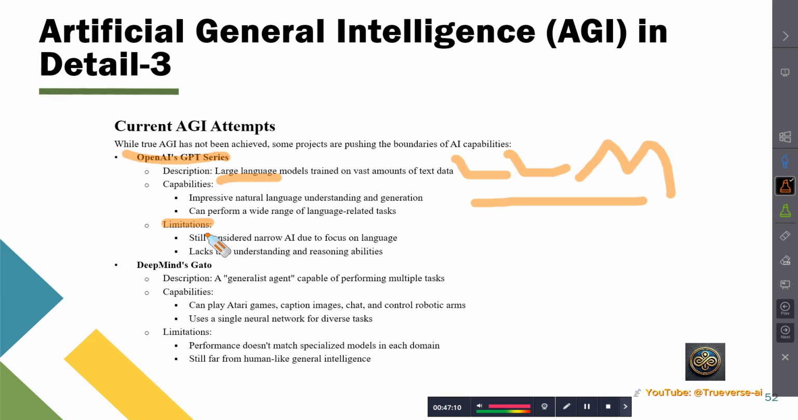GPT is still considered narrow AI. Please pay attention. Do not think that GPT is an AGI. ChatGPT we consider as a narrow AI. It focuses primarily on language processing and it lacks true understanding. Because it has no true understanding and reasoning ability, this makes it narrow AI.